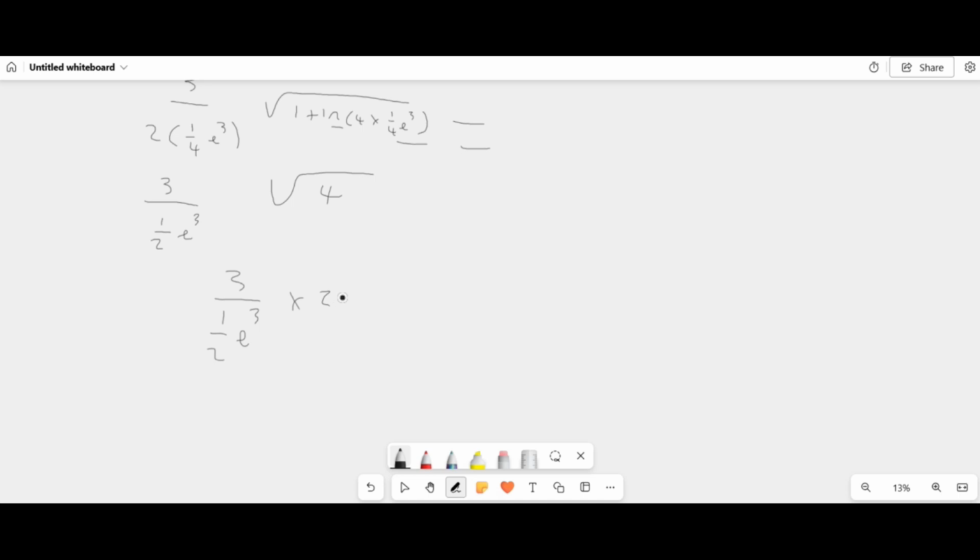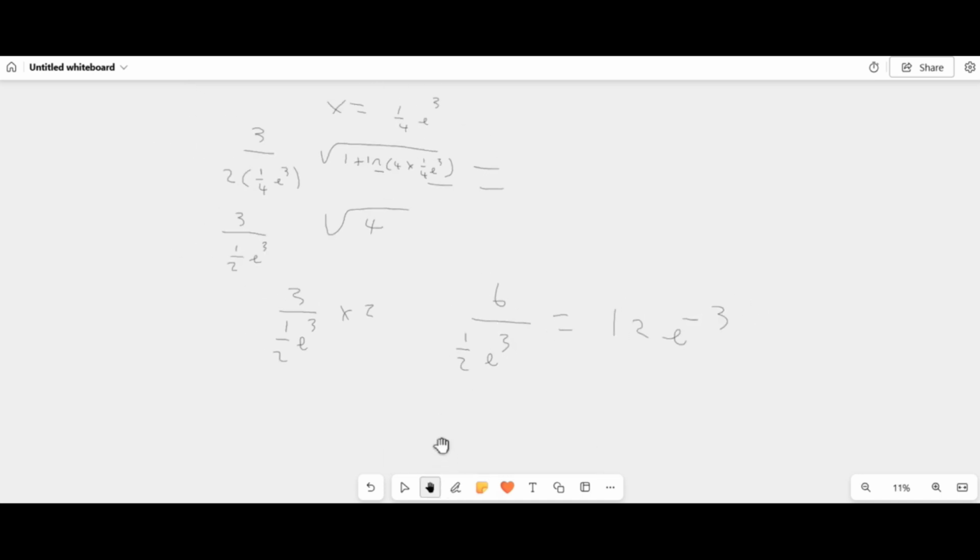And obviously, you can tell straight away if I times 2 up here, that's going to be 6 over 1 over 2 e3, which is all calm. But if I want to write this in terms of actual power, not fraction thing, 6 divided by half is going to be 12. And then 1 over e to the power of 3 is going to be e to the power of minus 3, yeah? Because it's like 1 over, so that's the final answer there.